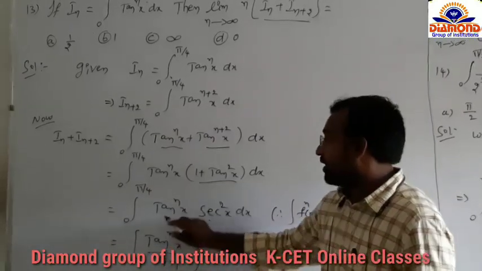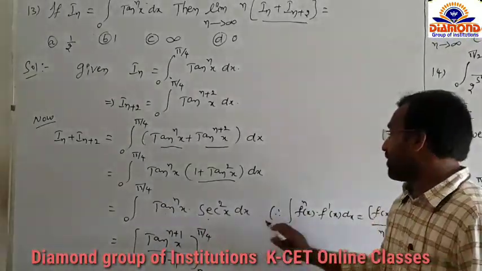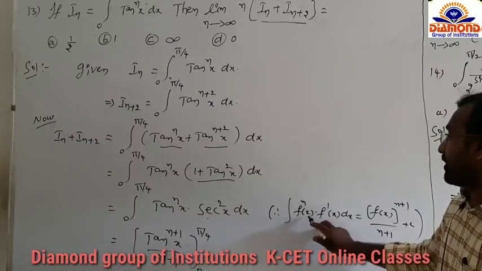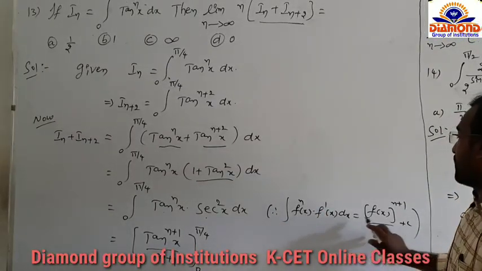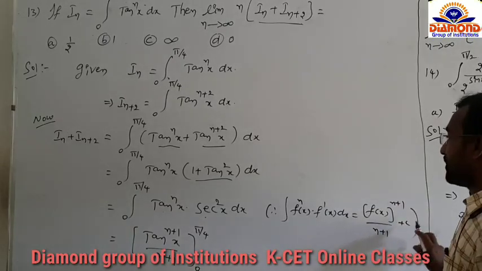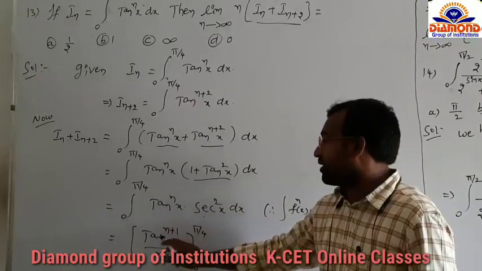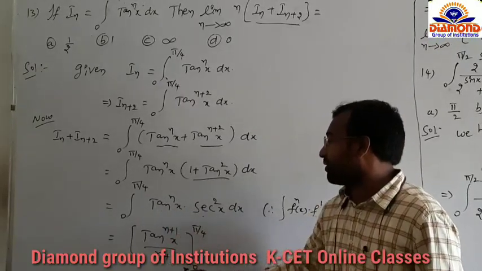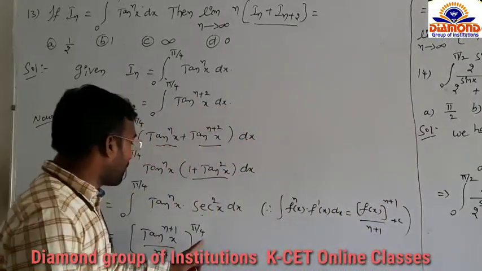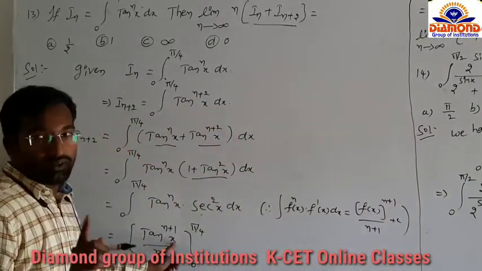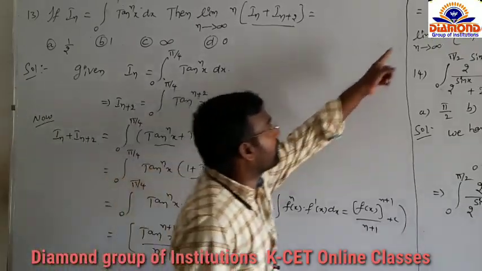So generally tan x derivative is secant square x. So this is related to the formula integration f of x power n into f dash of x dx equal to f of x power n plus 1 by n plus 1 plus c. So according to that, what to get here? Tan power n is given. So tan power n plus 1 x by n plus 1. Limits are 0 to pi by 4. If you substitute upper limit pi by 4, tan 45 is 1. So 1 power n plus 1 is 1 only. That's why you write 1 by n plus 1.